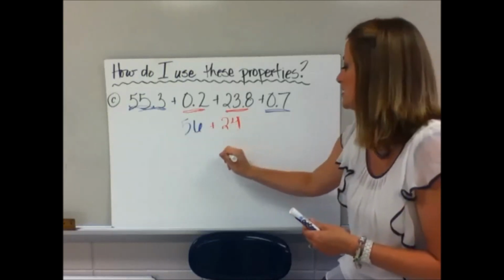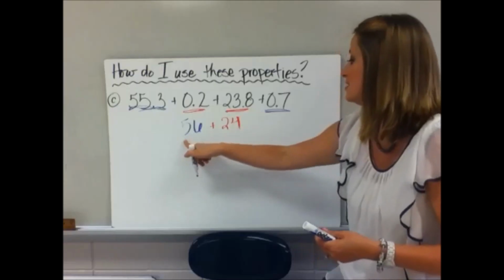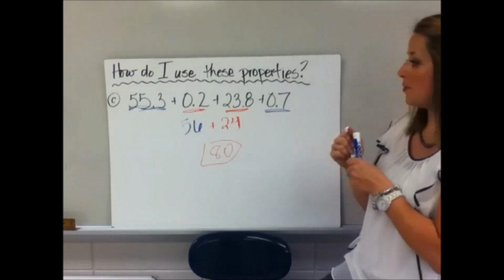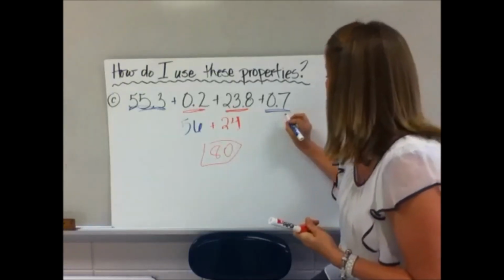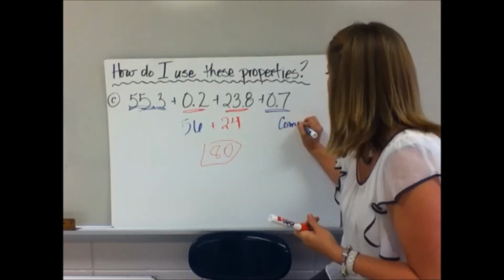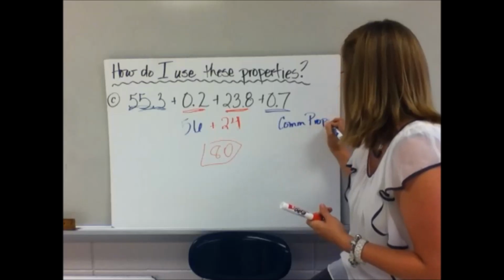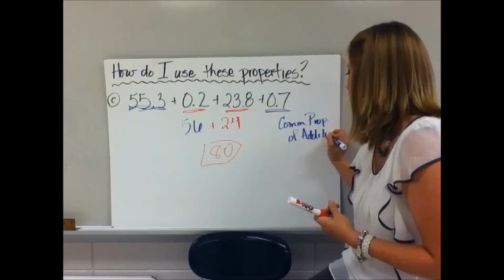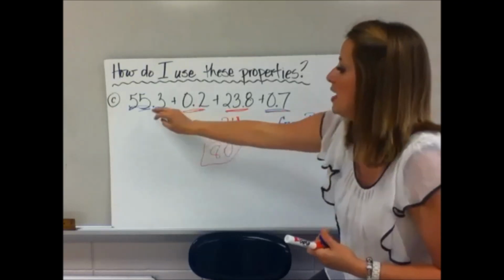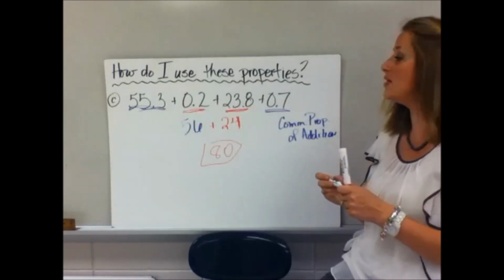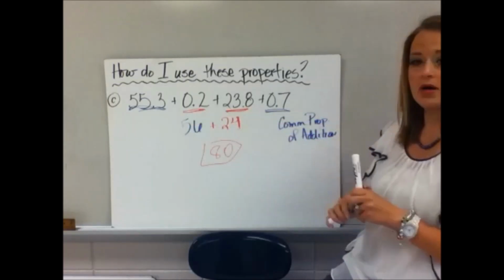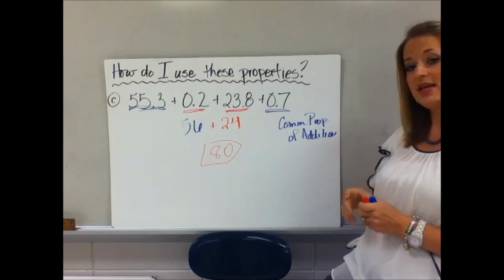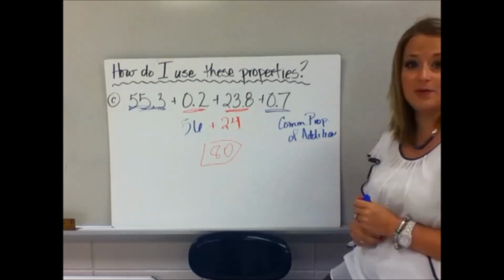6 and 4 make 10, carry 1. 1 and 5 make 6. 6 and 2 makes 8. So what properties did we use here? Both times we use the commutative property of addition, because I switched the order in my head. I did the ones that we underlined in blue first, and then I added what was underlined in red, and that made it much easier to do in our head, and that is a legal move in math because of the commutative property.